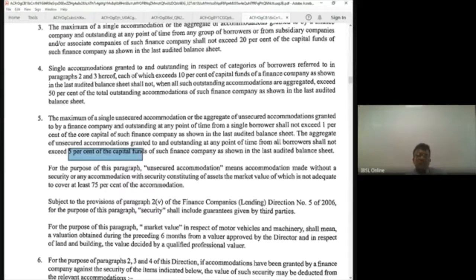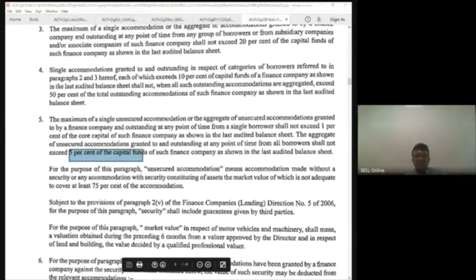For the purpose of this paragraph, unsecured accommodation means accommodation made without a security, or any accommodation with the security consisting of assets the market value of which is not adequate to cover at least 75% of the accommodation. So unsecured loans mean either you don't have an asset, or even if you come up with an asset, it's of less value than the loan taken. Here, the loan taken is 7 million, but the asset value is 10 million. Now you are secured. But if the other side happened, asset value is 7 million, you are asking me for 10 million. Now this 7 million, if I forcibly sell, it may be 6 million, or 5 million. But when I'm giving the loan, there's an unsecured part. Now these are becoming unsecured loans.